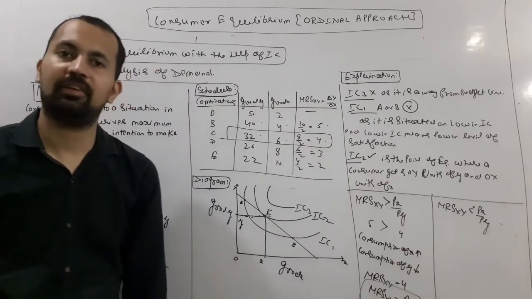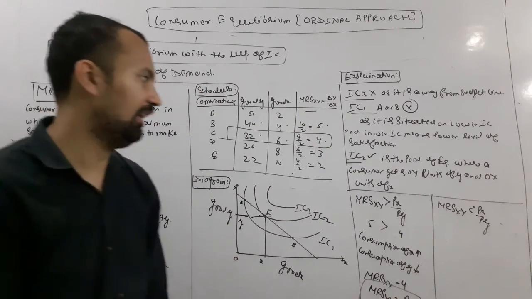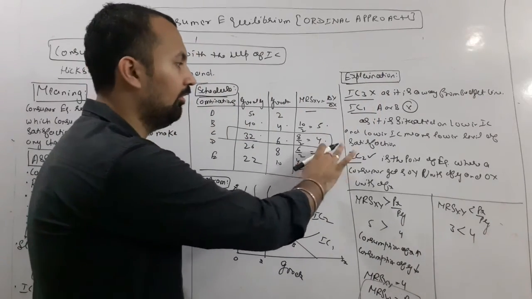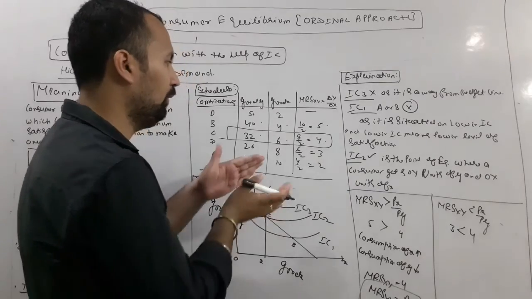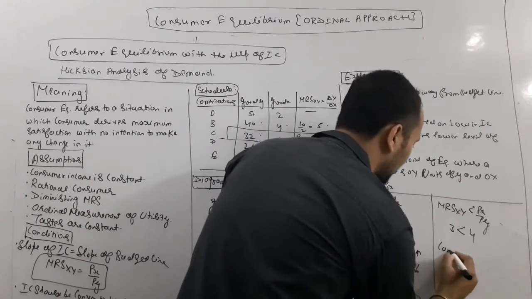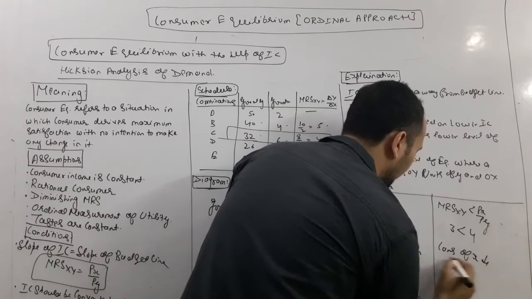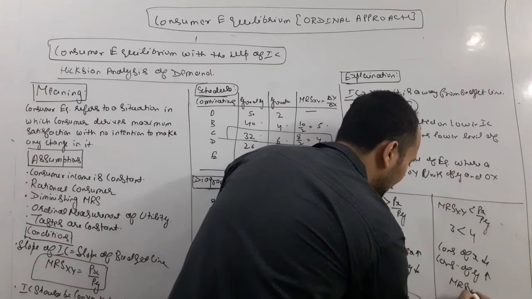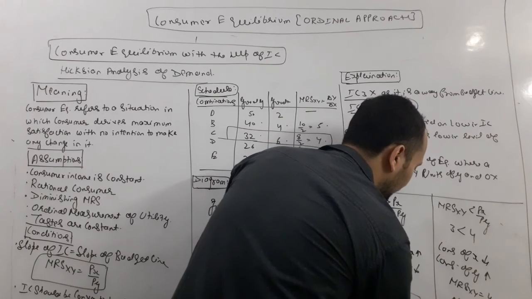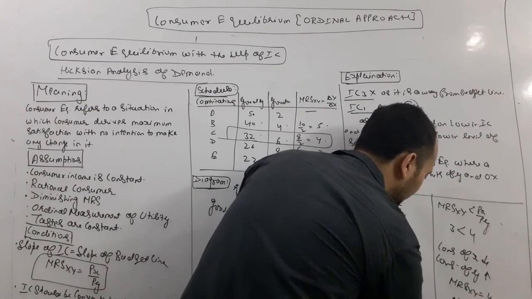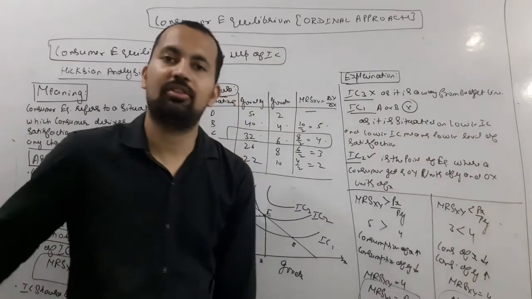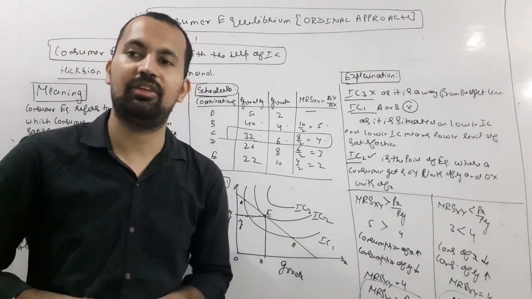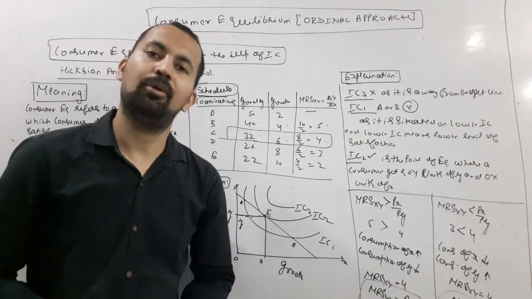This is the situation. Next, MRS XY is less than Px upon Py. It means 3 is less than 4. We are here at this level and we need to move to this level. What do we need to do? We need to decrease the consumption of good X and increase the consumption of good Y. Ultimately, MRS XY equals 4, so MRS XY equals Px upon Py. This was the situation of equilibrium under Hicksian analysis of demand, or consumer equilibrium with the help of indifference curve.